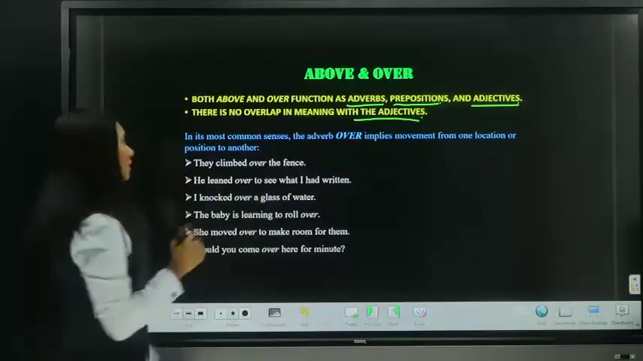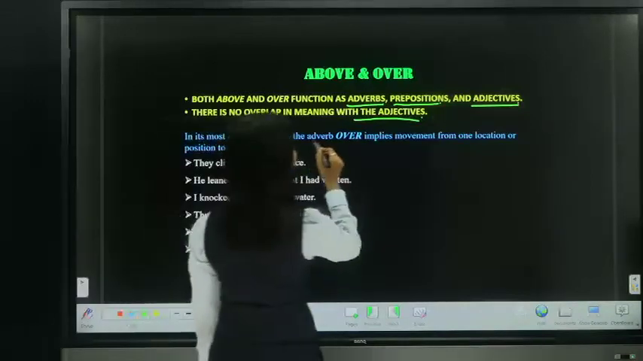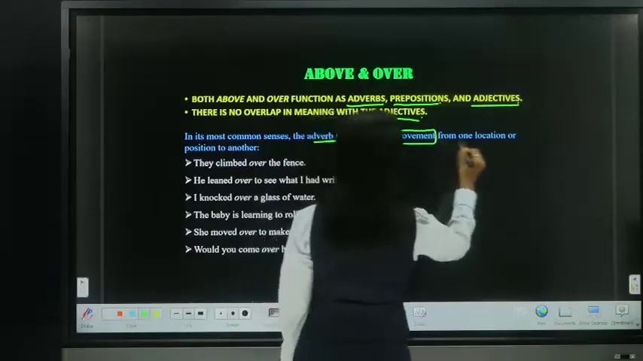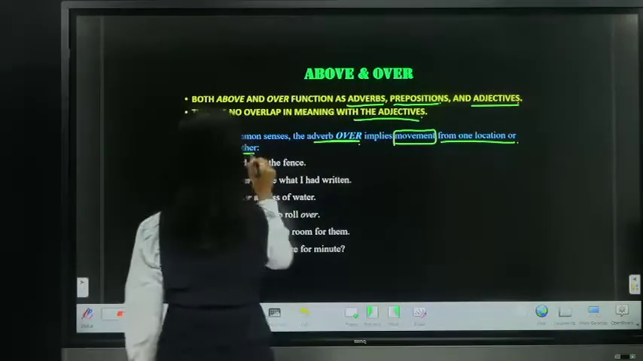First, look at the first one. In the most common sense, the adverb over implies movement from one location to another, or one position to another.